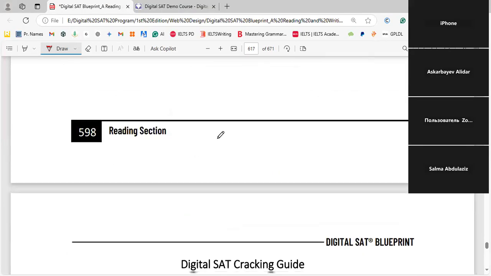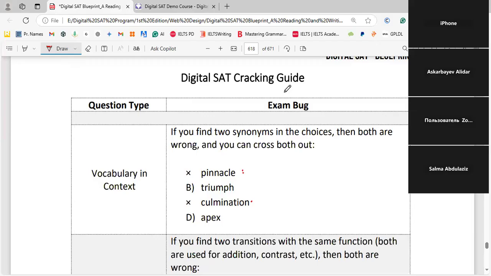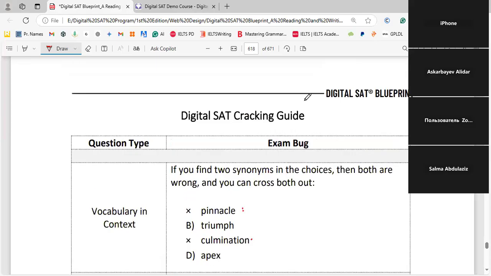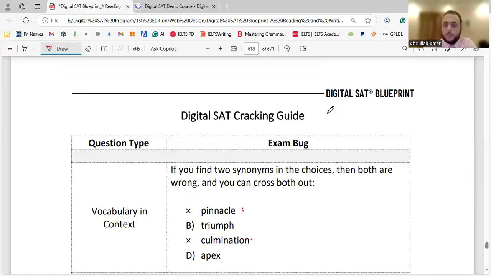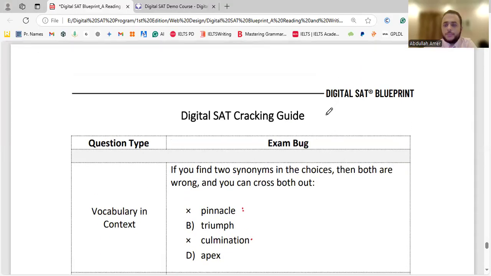This is the digital SAT cracking guide. This is something that I've designed. It's part of my book. These are just quick tips and tricks that you can make use of during your test, inshallah.